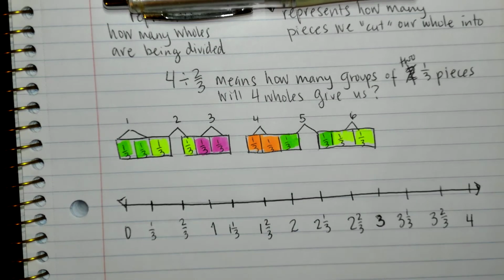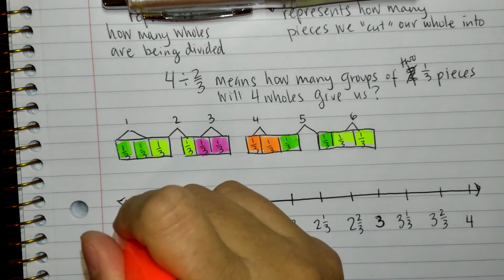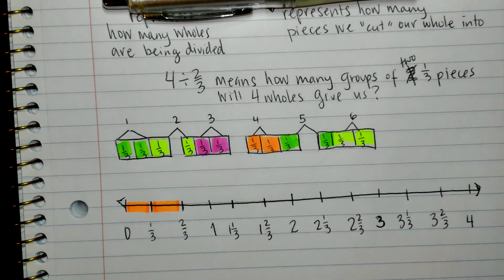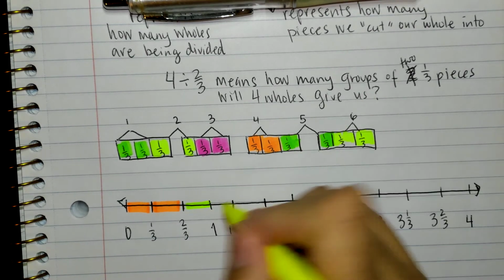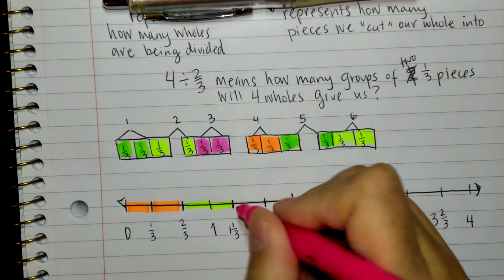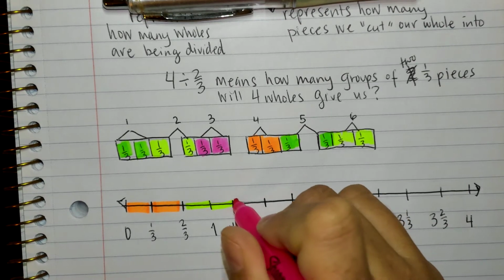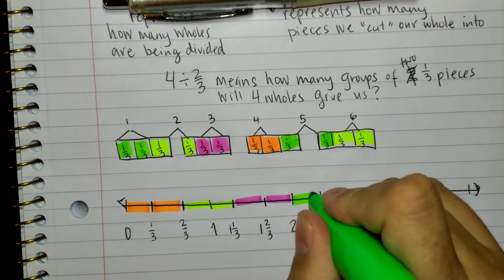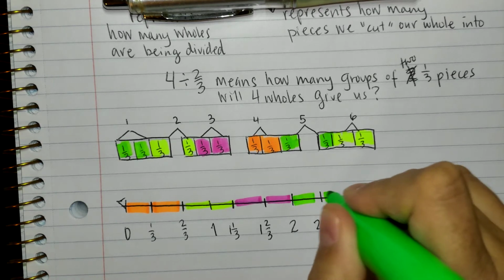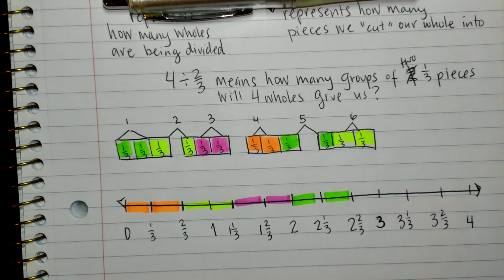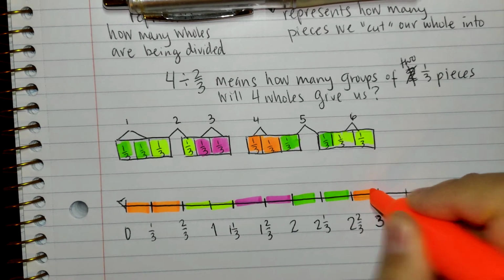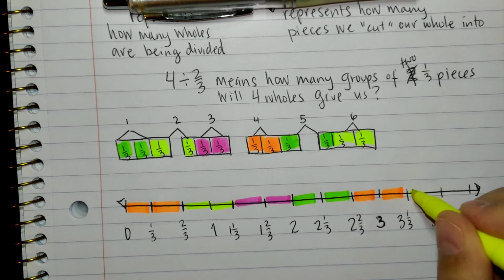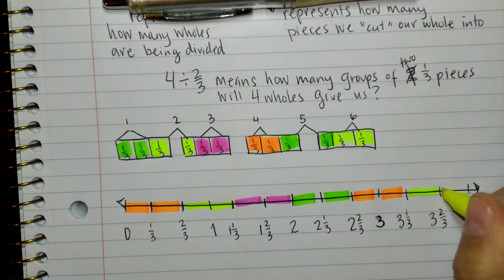And with my number line, from 0 to 1/3 is 1 piece, and 1/3 to 2/3 is 1 piece. 2/3 to 1, 1 to 1 1/3, 1 1/3 to 1 2/3, and 1 2/3 to 2, 2 to 2 1/3, and 2 1/3 to 2 2/3, 2 2/3 to 3, 3 to 3 1/3, 3 1/3 to 3 2/3, and 3 2/3 to 4.